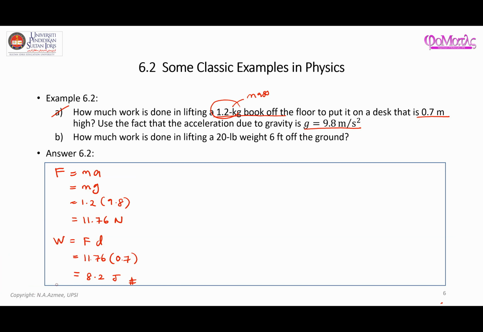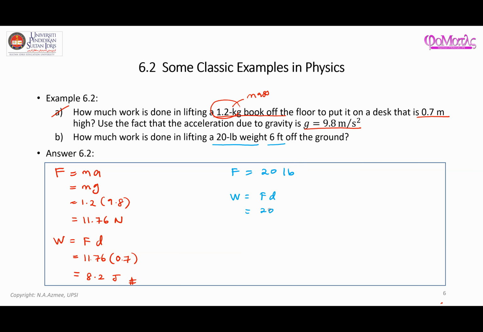Next, for the second question, we're going to look at how much work is done in lifting a 20-pound weight 6 feet off the ground. So in this case, force is already given as 20 pounds. This is the US metric system. So force is in pounds, 20 pounds, and therefore the work done is F times D.